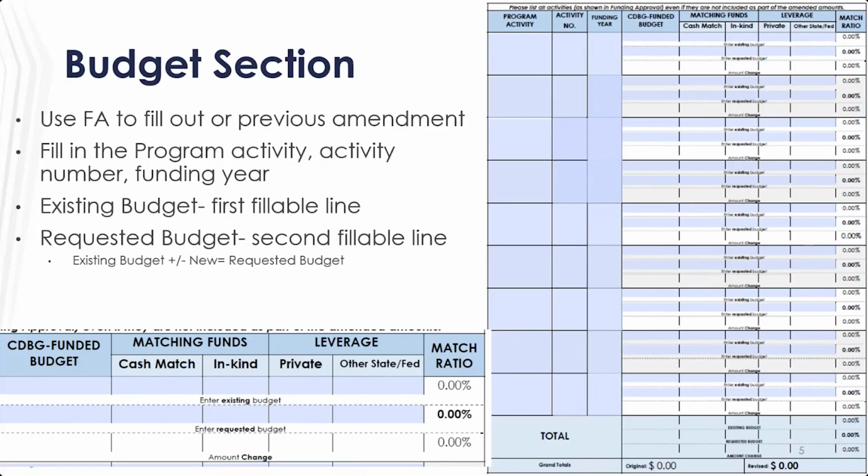program activities, activity number, and the funding year. These all come from your funding approvals that are sent out. Or if you submitted another amendment form, you'll pull the information from there. Next, you'll want to fill in the existing budget, which is the top fillable line.